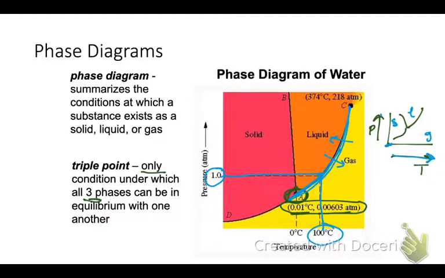What does that line here represent? This is the line where I have melting and freezing taking place. And that line here is where I have sublimation and deposition take place.